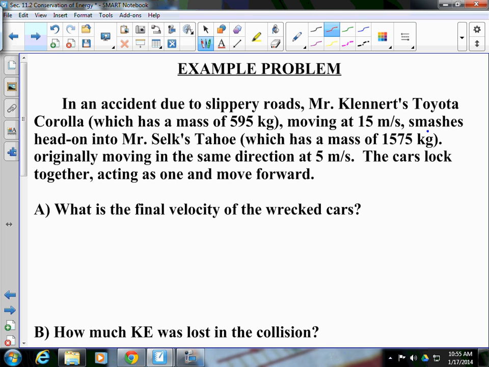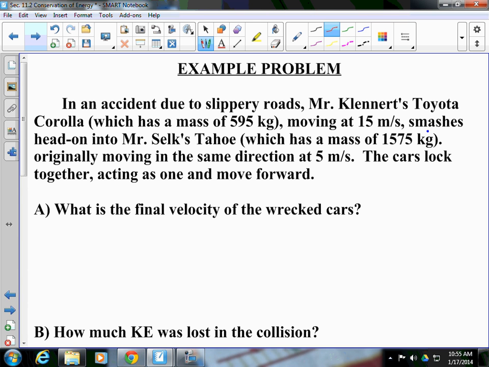When we talk about collisions, we can have the granddaddy of all problems. This is a very timely problem since it talks about an accident happening on slippery roads. This question's probably 8 years old, when I used to drive a Corolla and Mr. Selk had a Tahoe. Neither of us have those vehicles anymore, but we'll work with it.